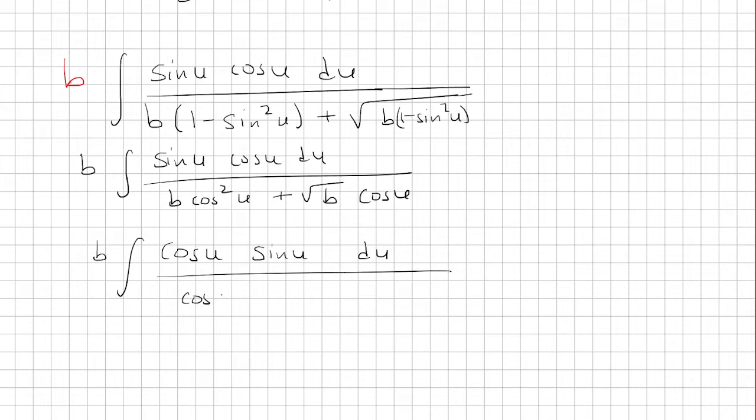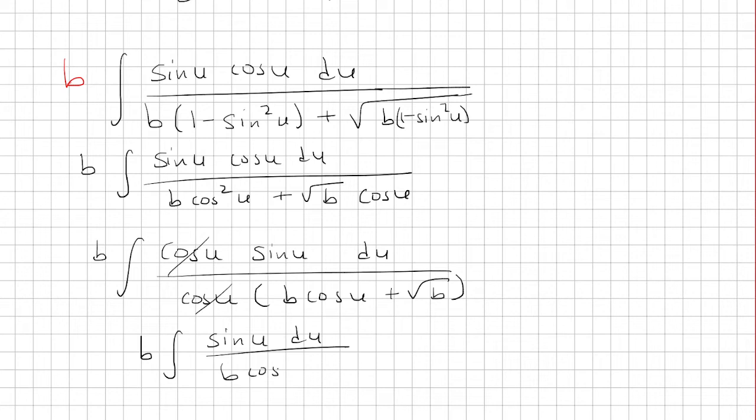So you have cosine u and then b cosine plus the square root of b. So then the cosine is going to cancel. So I'm left with b integral sine u du over b cosine u plus the square root of b. And actually I'm going to bring the b inside because now I can make another substitution.